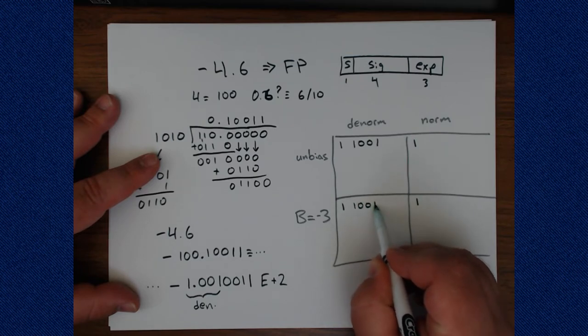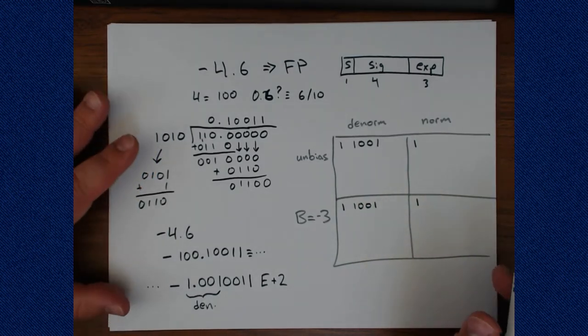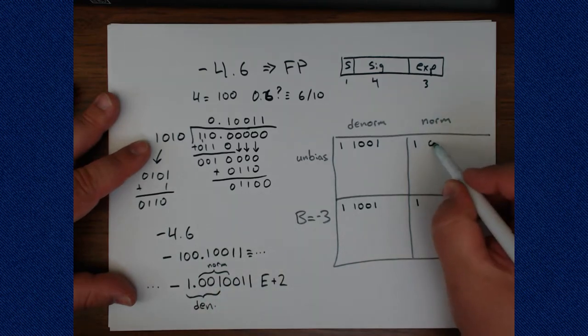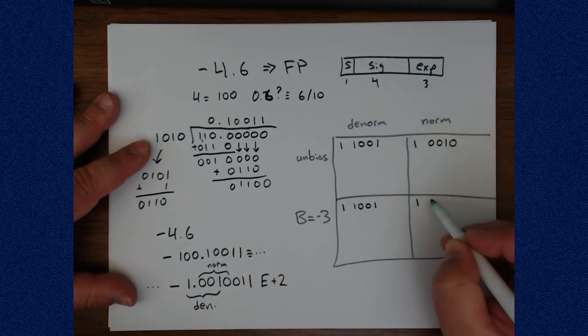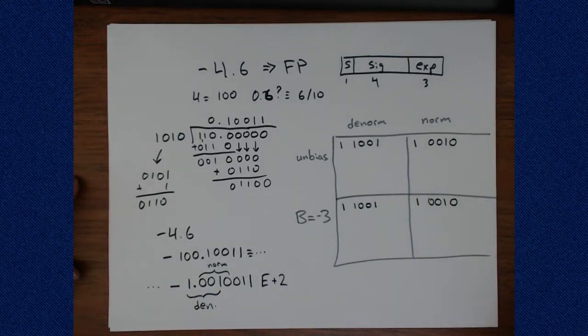1, 0, 0, 1. For a normalized interpretation of the significand, we would actually assume there's going to be a 1 and then a radix point anyway, and so then we want to store the next 4 bits. So for the normalized form, we actually care about those 4 bits. 1, 2, 3, 4, yeah. 0, 0, 1, 0. So we'll store those in the next 4 bits.